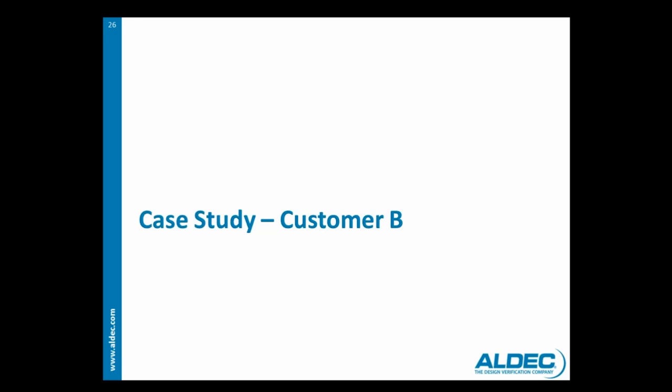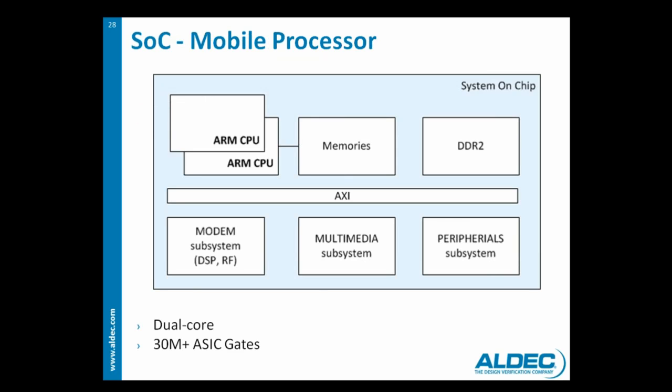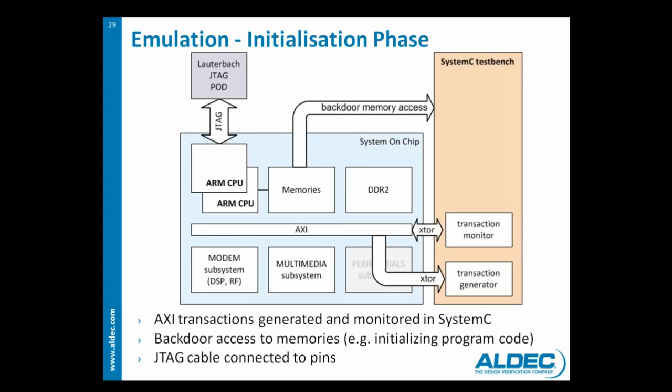This is customer B's requirement. They wanted to use full-fledged emulation, and they had third-party prototyping boards. This is the block diagram of the system on chip they were using. They were using dual-core ARM processors, and they wanted to check the peripheral interaction with the processors. This design has 30 million ASIC gates.